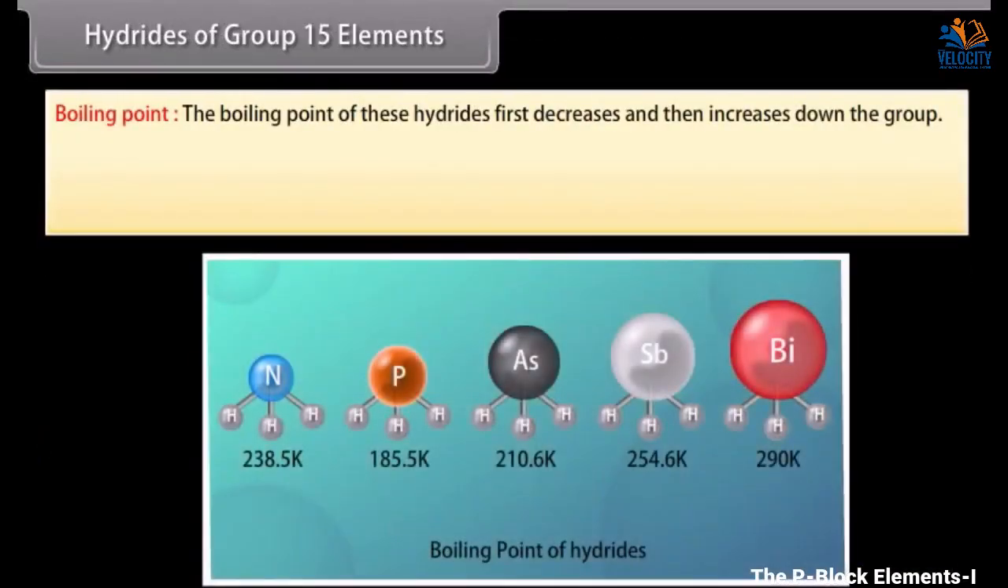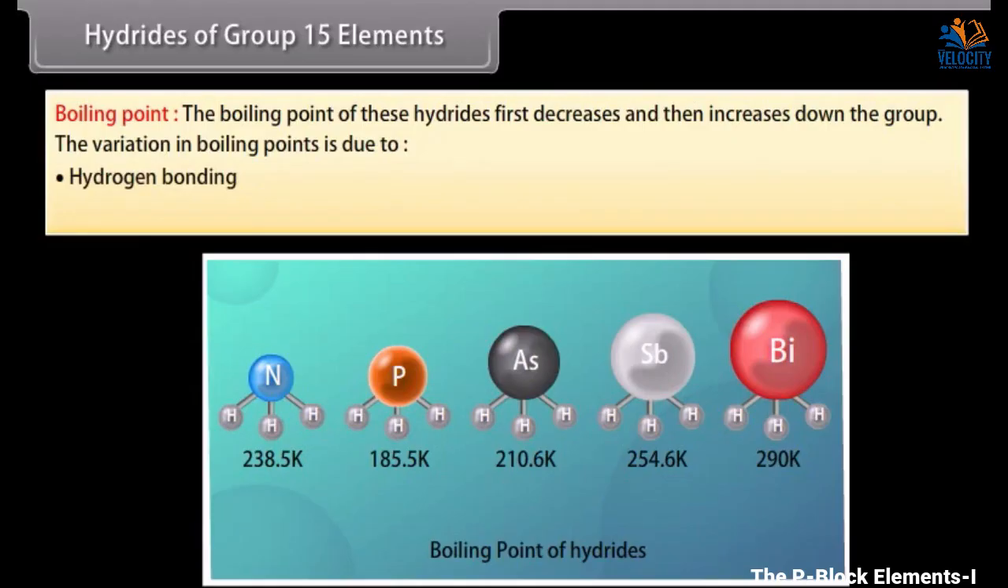Boiling point. The boiling point of these hydrides first decreases and then increases down the group. The variation in boiling points is due to hydrogen bonding and van der Waals forces of attraction.